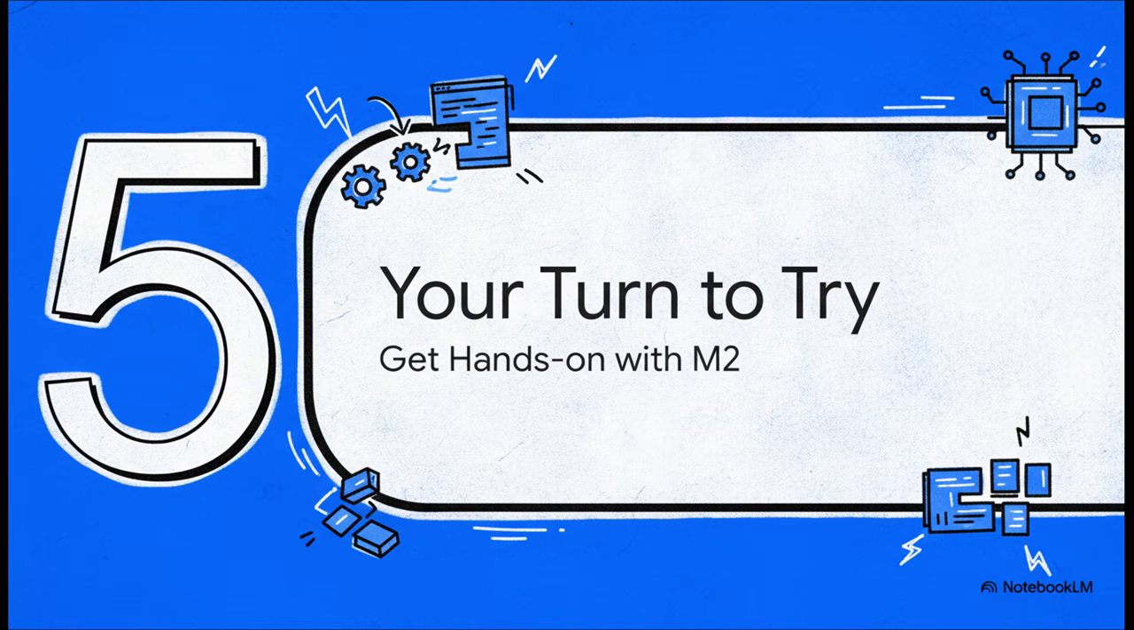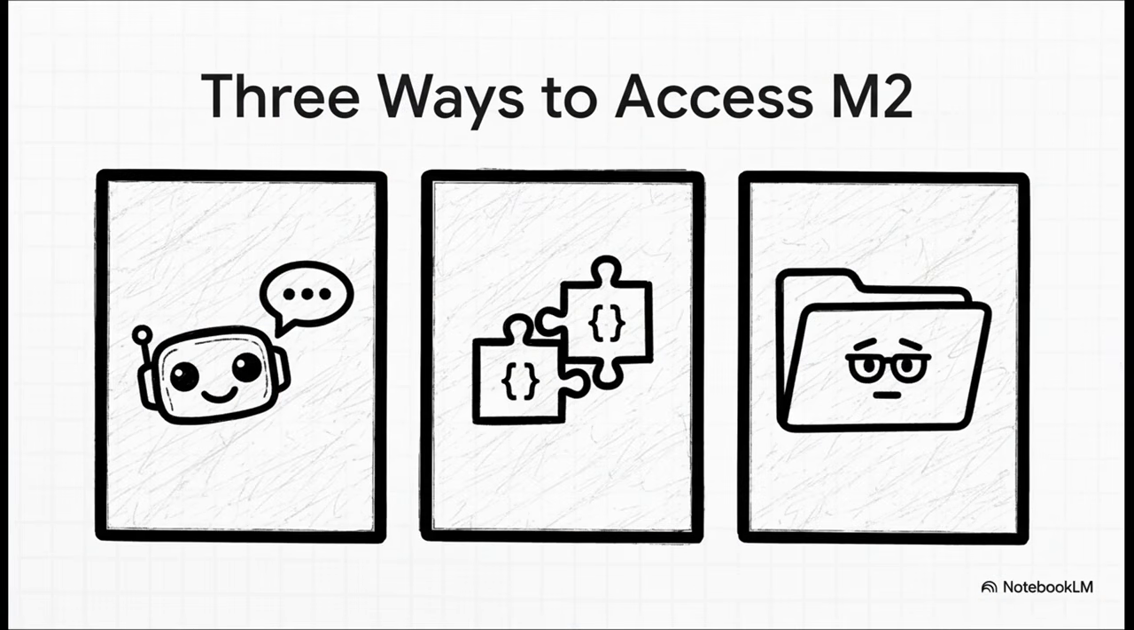Which of course brings us to our final section, your turn to try. Because after seeing all of this, I bet you're wondering, okay, how do I get my hands on this thing? Well, you've got 3 awesome options. You can jump right in and use their public MiniMax agent product. If you're a developer, you can hit their open platform API. And this is huge. For anyone who wants to tinker with it locally, the model weights are totally open source on Hugging Face. And the best part? For a limited time, it's free to get started.